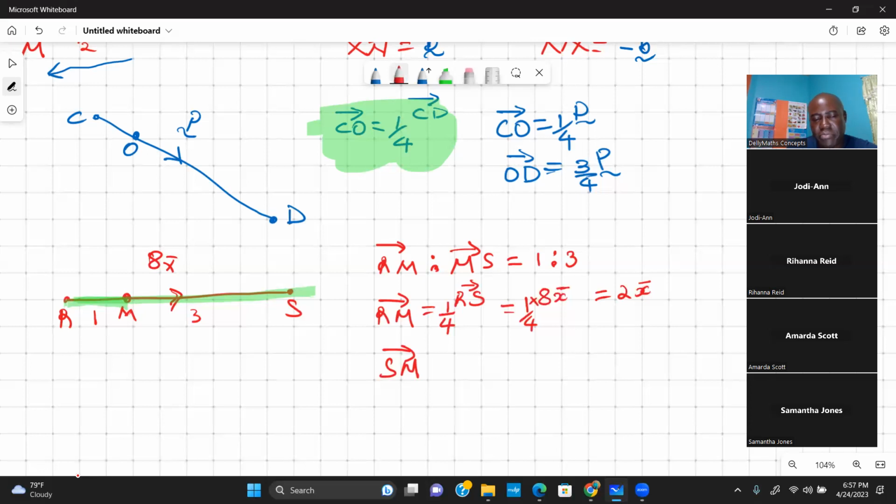So RM is 2x. Now, SM is going in the opposite direction of the arrow. So already we know it's going to be a negative. But it is actually 3/4 of the journey. Because it's 3/4, but it's actually going to be a negative 3/4 because it's going the other direction, right? So we could start putting our negative right now, because you would understand that the arrow will change. So you could say it's negative 3/4 of RS, which means it's negative 3/4 times 8x. And you will see your negative 6x because it's coming in the other direction. So it has to be a negative.